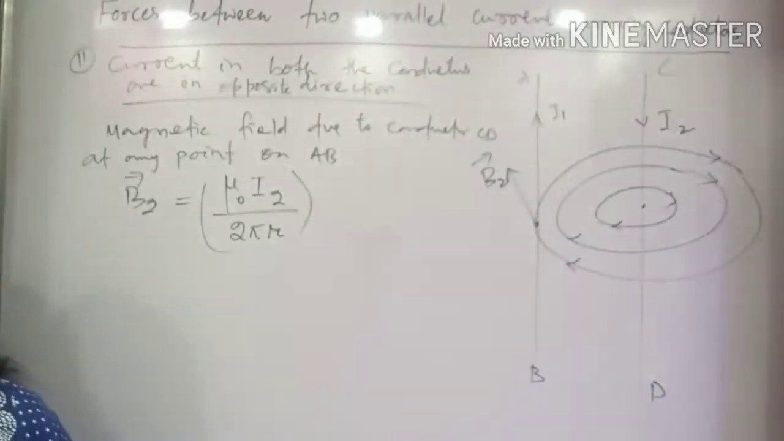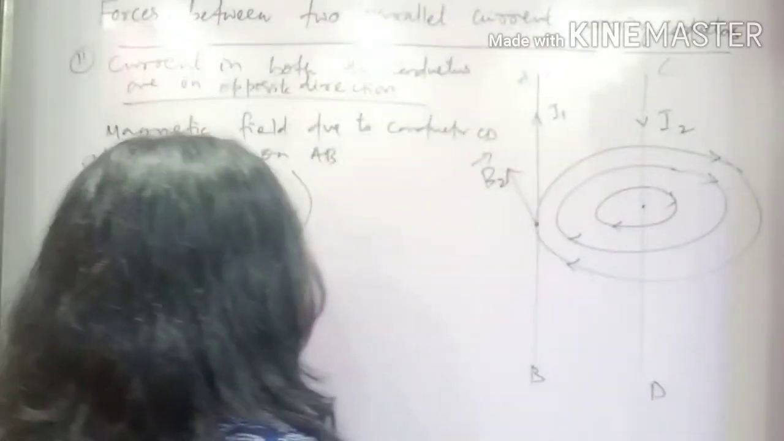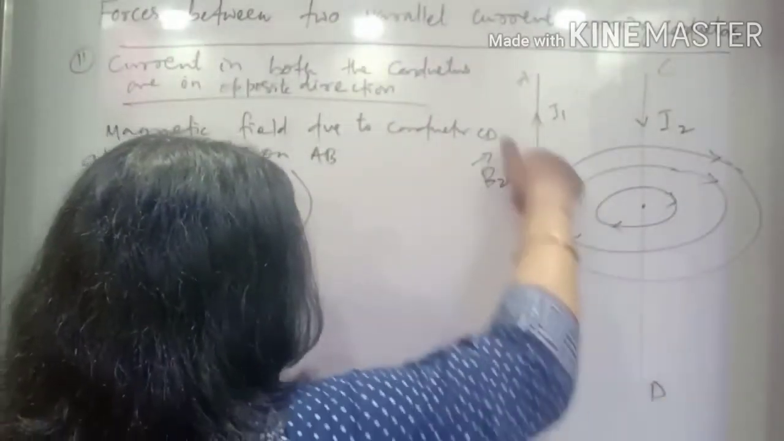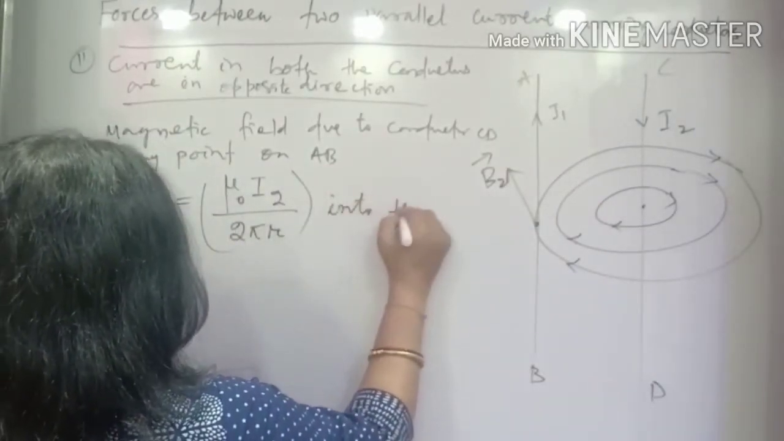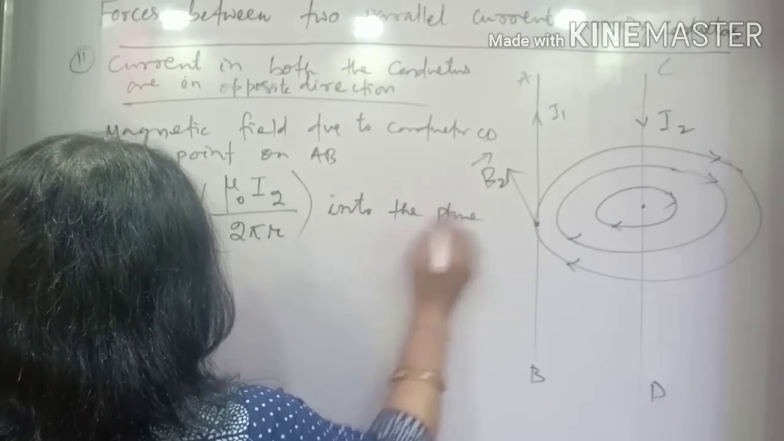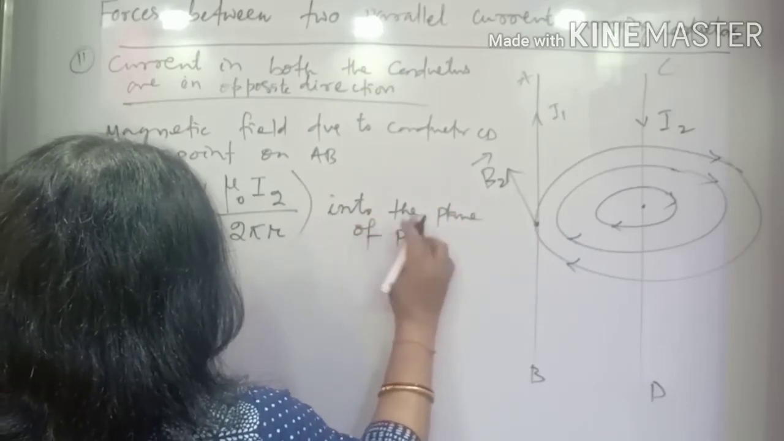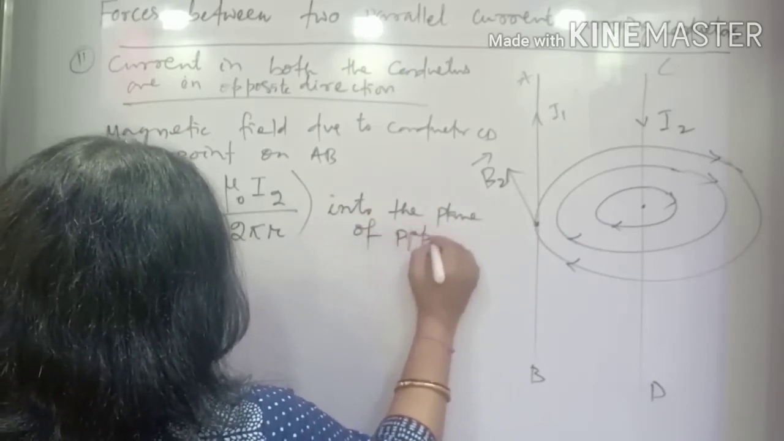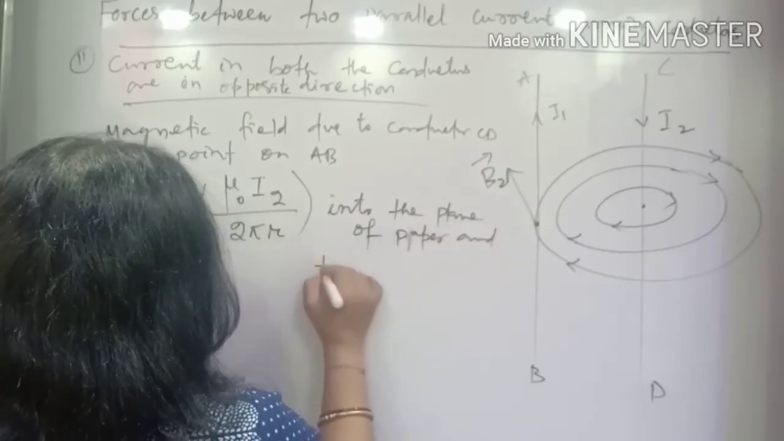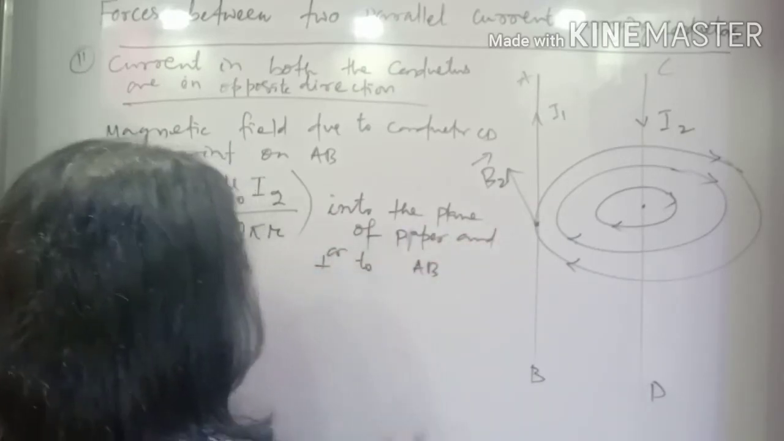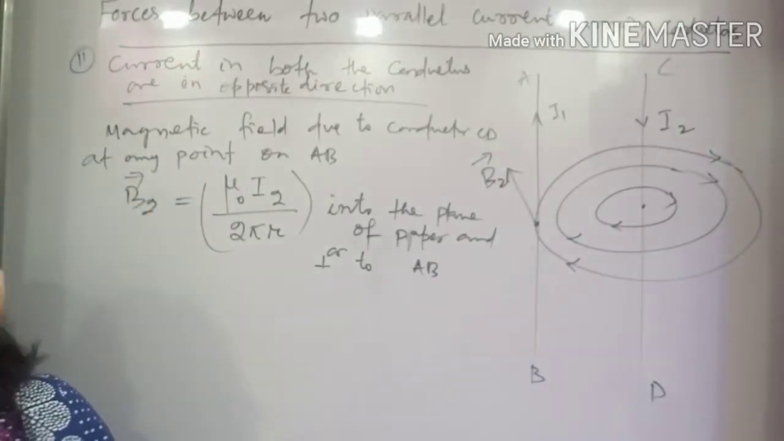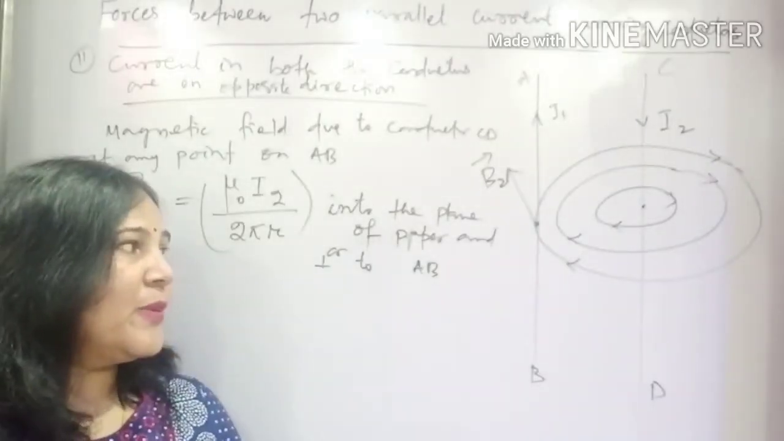Now what is the direction? It is going into the plane of paper, right? So how is it moving? It is going into the plane of paper, into the plane of paper and perpendicular to the AB conductor. Okay? Perpendicular to the conductor AB and moving into the plane of paper.